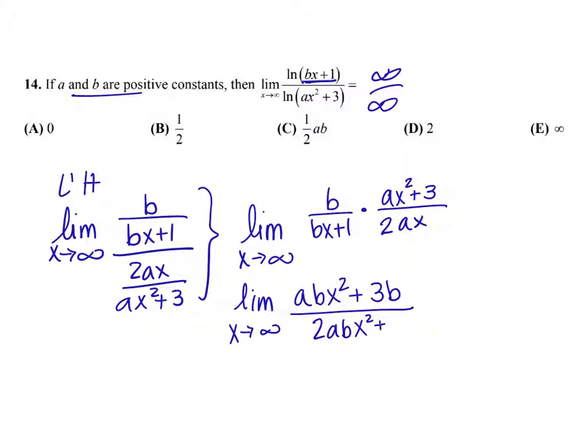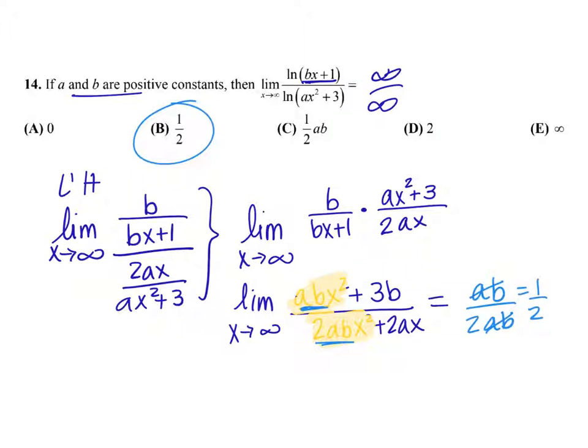squared plus 2ax. All right, so even though this looks like trash, this is polynomial over polynomial. And why is that good news? Because you can focus on dominant power over dominant power. So looking at those two, that is a power struggle, and those are competing at the same rates. So we really just focus on those coefficients there. And it looks like we're going to have ab over 2ab, and those a's and b's will cancel. So it looks like we get 1/2. So that's going to be answer choice B.